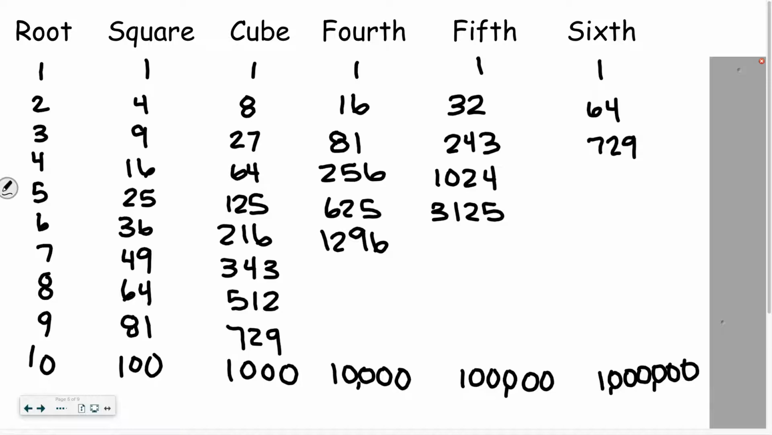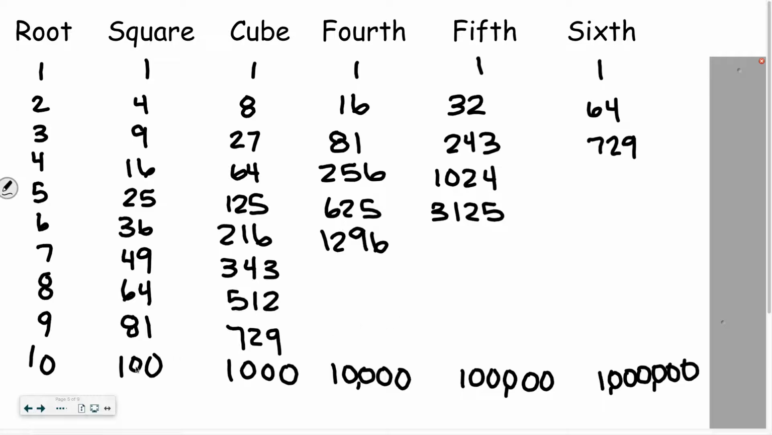If I said, what's the fourth root of 256? Go to the fourth column, find 256, and its root is 4. What's the sixth root of 64? Go to the sixth column, find 64, its root is 2. If I said, what's the cube root of 20? It's not on there. We know it's somewhere in between 2 and 3, but then we might use our calculator to get a decimal, right?